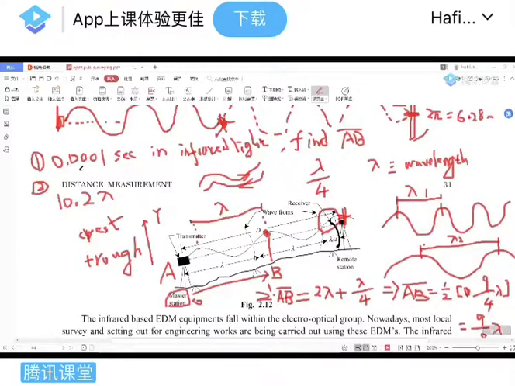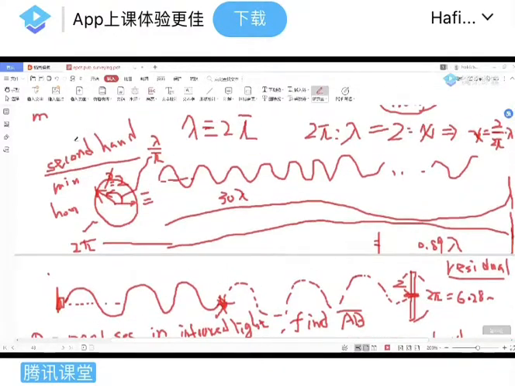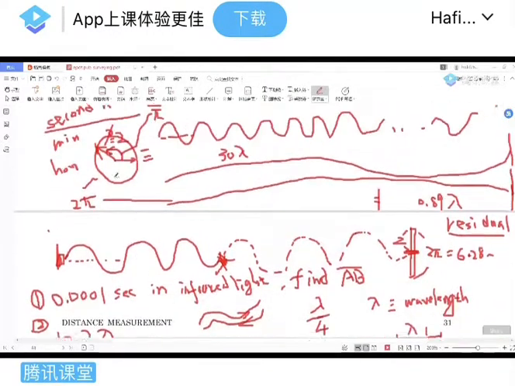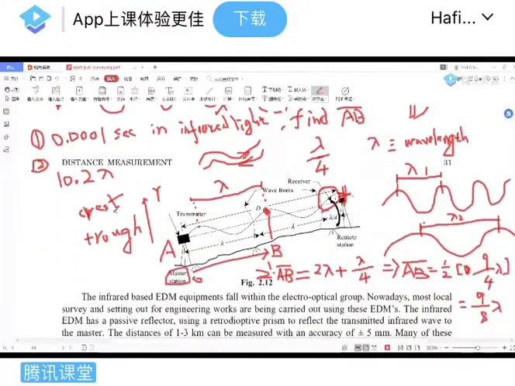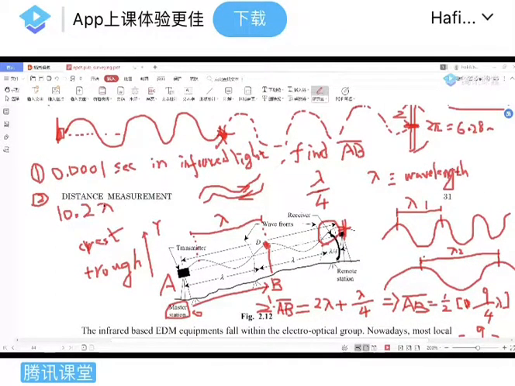This is a little bit complex. 10.2. This one sounds quite easy, but to be practical, it's not that easy. It still needs some other things to get this one. But anyway, suppose you already get 10.2 lambda. Then find out AB.